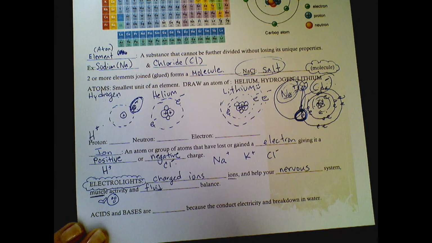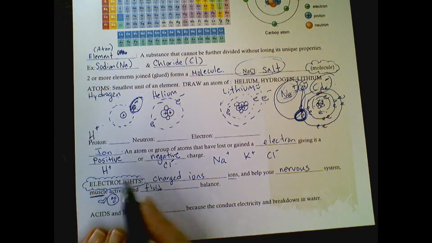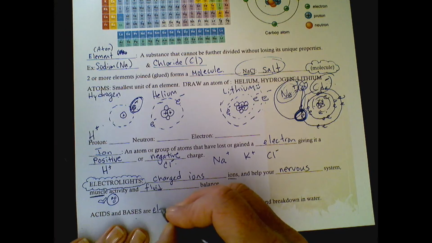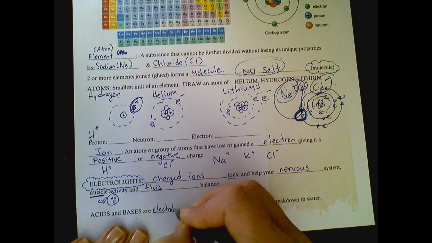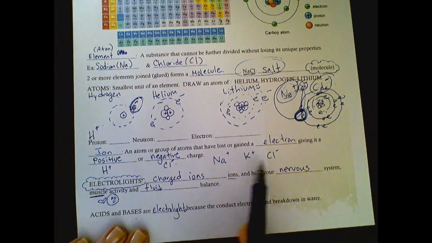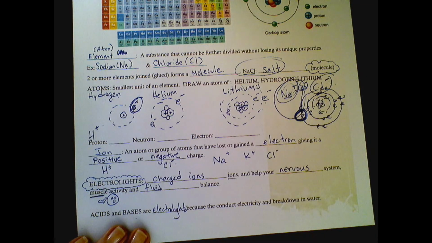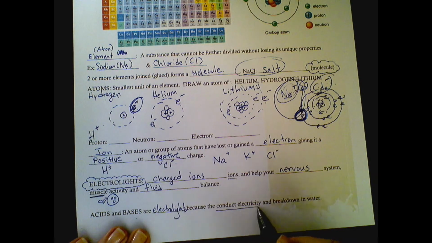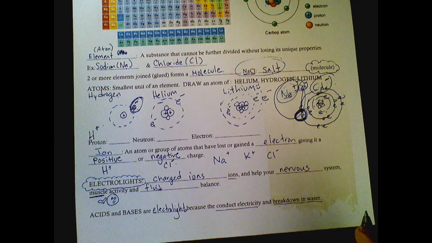Fluid balance. And next class, we're going to do an acids and base lab. So acids and bases are types of electrolytes. Remember, these are just charged ions. They're either positive or negative, and this is actual electricity. This is why getting electrocuted is bad, because all of your atoms in your body are charged. And they are electrolytes because they do actually conduct electricity. They can break down in water.